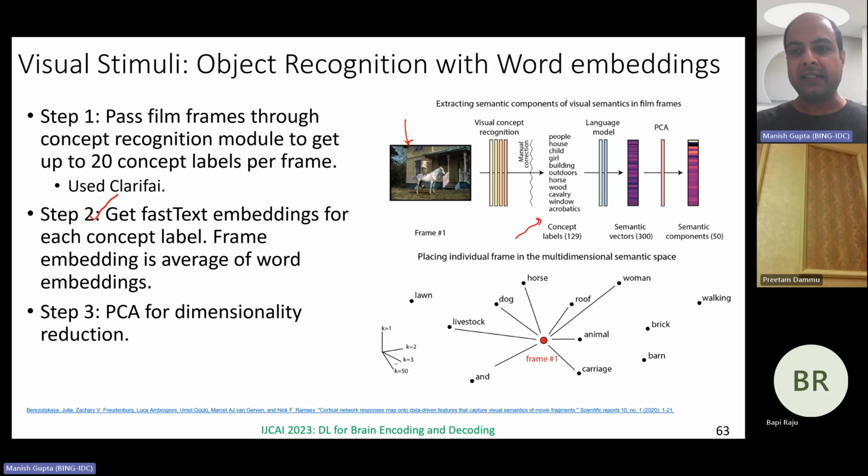Now, in some cases, these features were too many. So in some cases, people resorted to doing a PCA and then using a smaller-dimensional representation of the word embeddings corresponding to the objects which were detected by object detectors in the images.